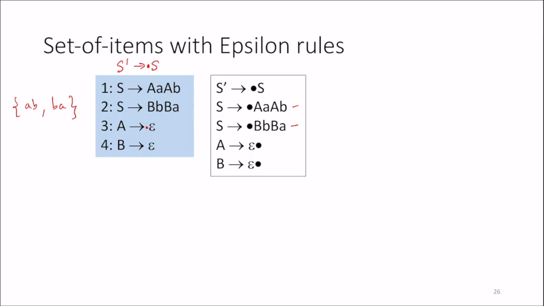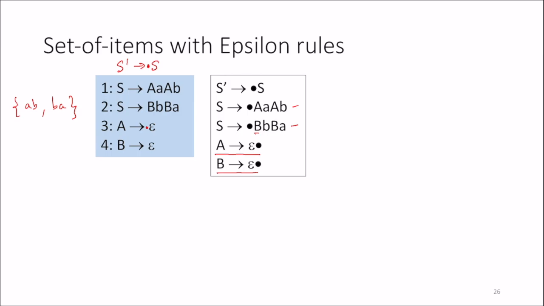So when I predict a rule with the empty string, I directly predict it with the dot on the other side of the empty string. Essentially, we've recognized this rule already because it doesn't need any input to be reduced, right? So it can be reduced on the empty string. That's why the dot is on the extreme right. And then this one predicts a B, which again is in a similar situation.